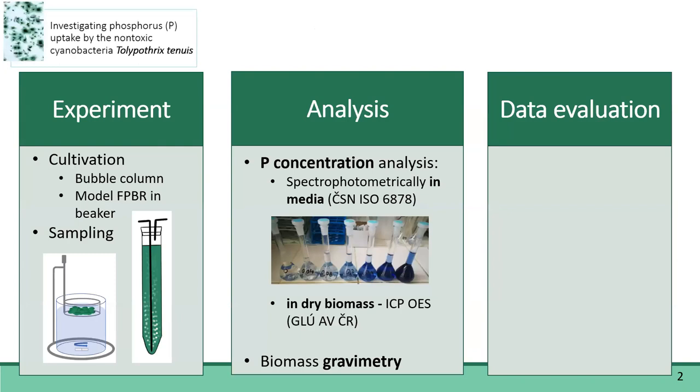So the investigation of phosphorus uptake includes the cultivation experiments and sampling. For cultivations, we use two types of equipment. First is a bubble column, and then a model of floating photobioreactor in a beaker. From samples of the media and biomass, we are obtaining the phosphorus concentrations as well as the dry weight of the biomass.